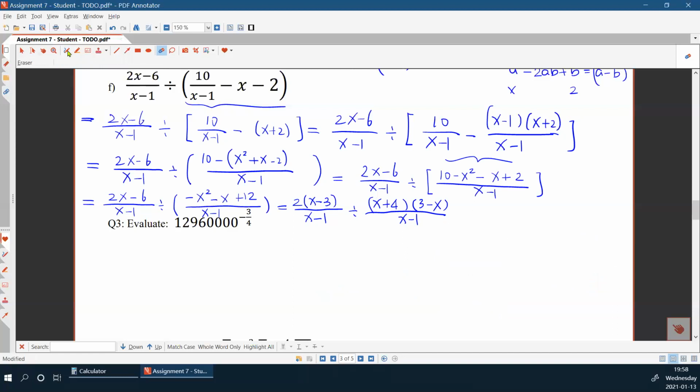And we have a division sign. Next, we need to change the division sign to a multiplication sign. So that means we rewrite this expression as this one. Invert the denominators and numerator. x minus 1 is here. x plus 4 times 3 minus x now becomes the denominator, right?